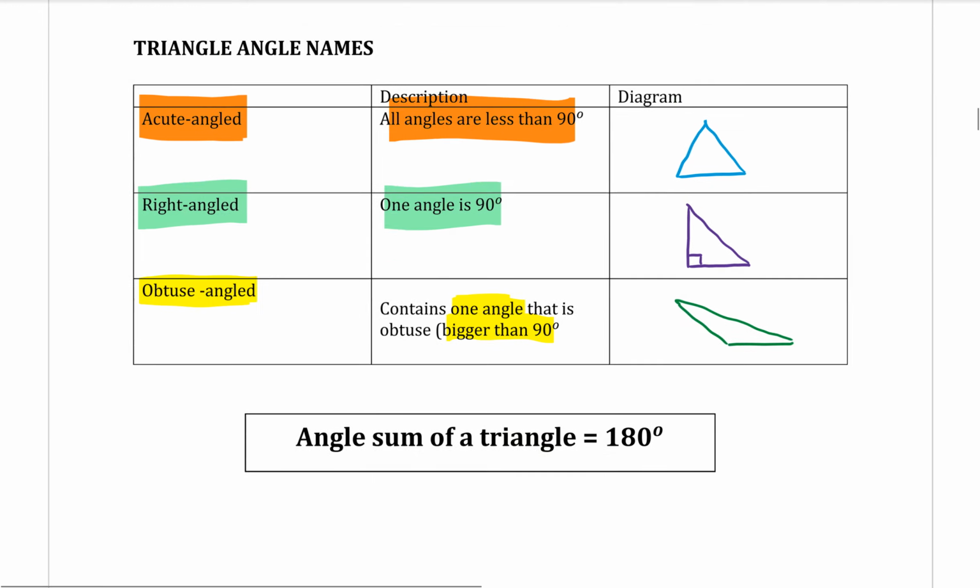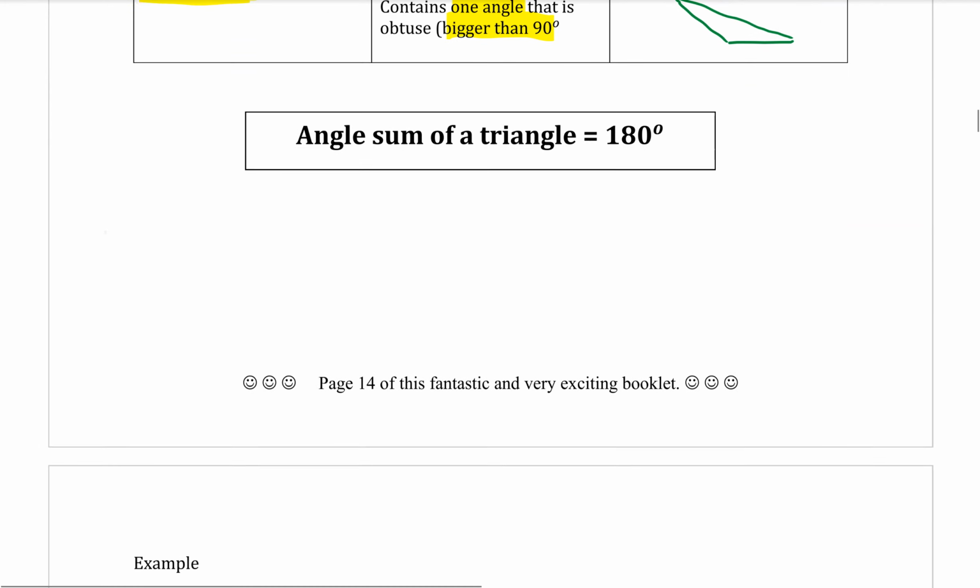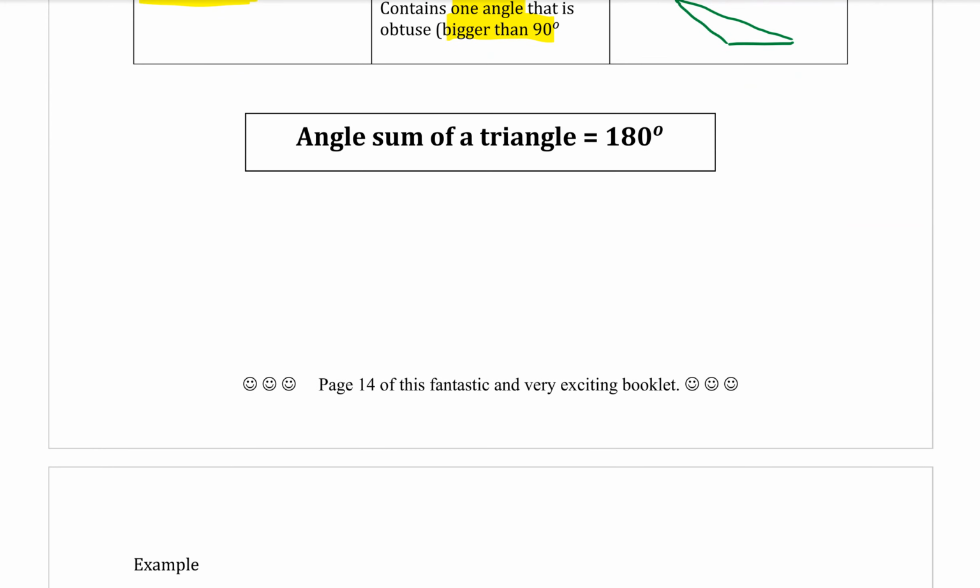Okay, keep moving. Now we had that the angles in a right angle make 90 degrees. Then we had that the angles in a straight angle make 180 degrees. And our next rule today is that the angle sum of a triangle is always equal to 180 degrees.